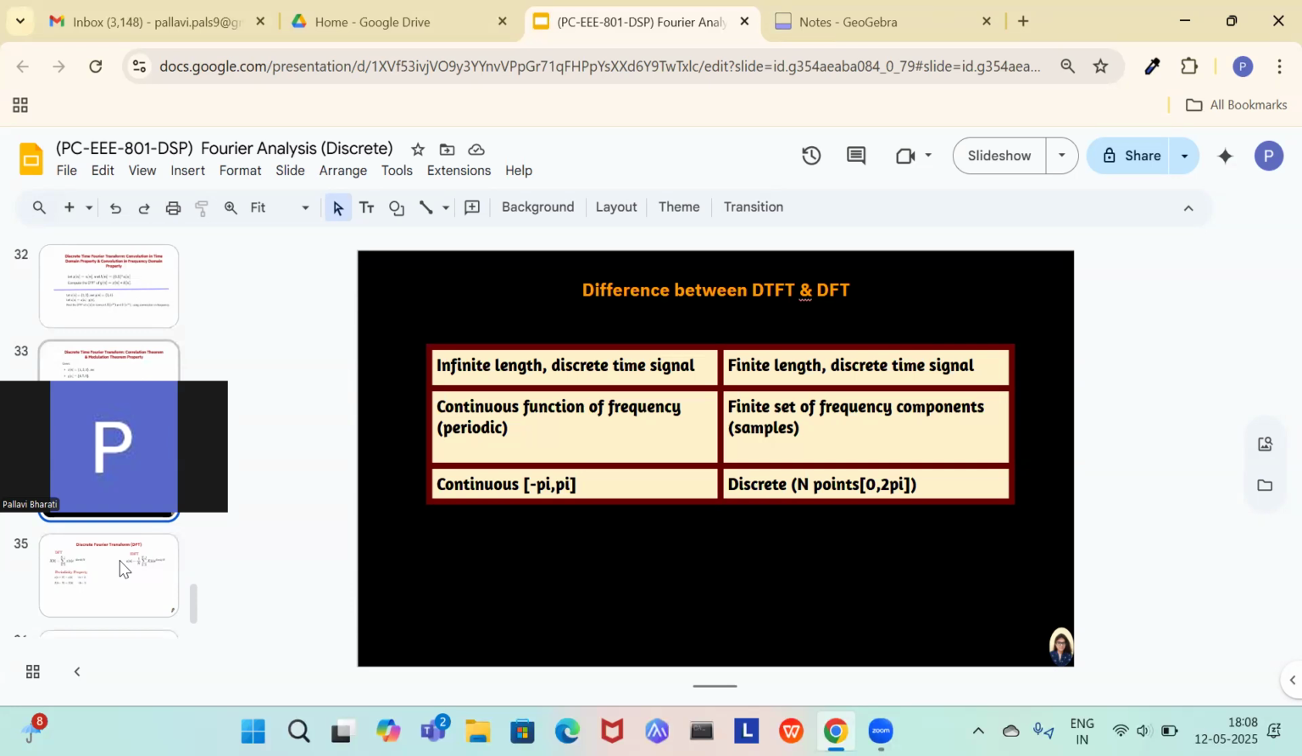Now here, when you do the DFT, from the 2 pi interval, you will take only certain points, say N points you will take, and that is why it is becoming of finite length. So the major difference between DTFT and DFT is that DFT is calculated for finite length signals, and you have a finite set of points in the frequency domain also. And in one sentence, you can say that DFT is the sampled version of DTFT, and it is easier for computation.